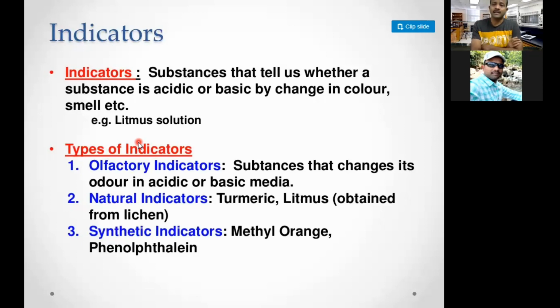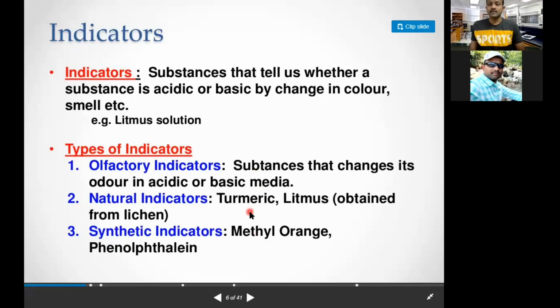Now, olfactory indicators. In the types of indicators, the first one is olfactory indicators, the second one is natural indicators, and the third one is synthetic indicators. A substance that changes its odor in acidic or basic medium we call an olfactory indicator. An example of an olfactory indicator is onion. Onion will give smell in acidic medium and it will not give smell in basic medium, right?